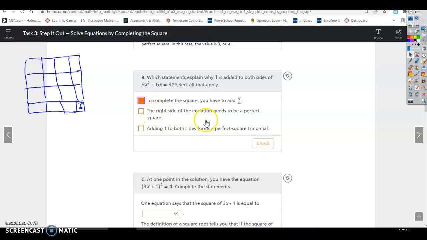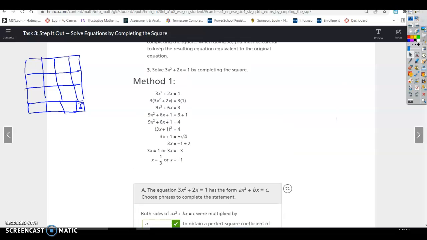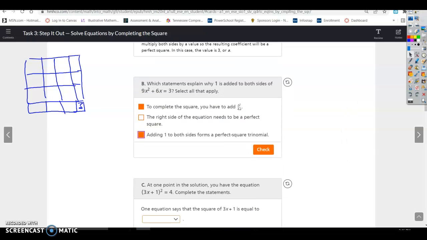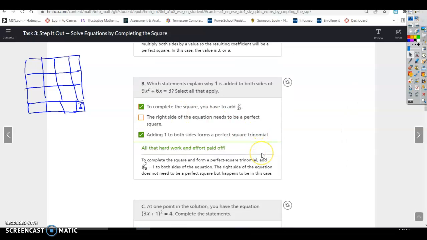All right, the right side of the equation needs to be a perfect square. We're usually working with the left side, so we're not going to worry about the right side being a perfect square. So we're not going to choose that one. Adding 1 to both sides forms a perfect square trinomial. So in this case, adding 1 to both sides did make this a perfect square trinomial. Okay, so we're talking about just this example here.